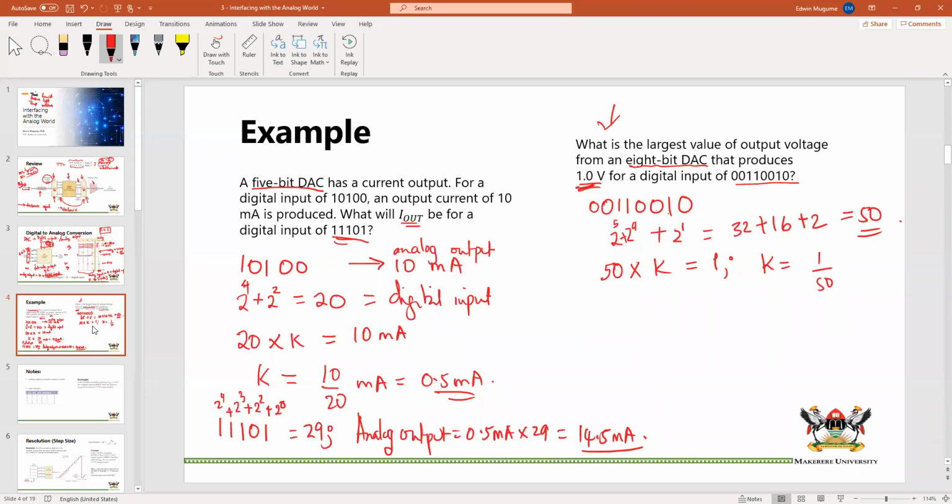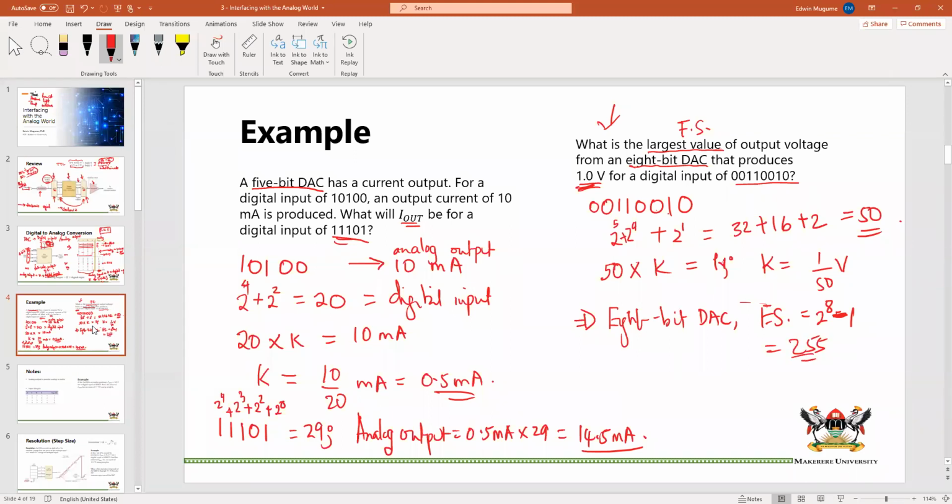Obviously, this is going to be in volts. Now, what is the largest value of output voltage? The largest value is the full scale value. And since this is an 8-bit DAC, full scale is equal to 2 to power 8 minus 1, which is 255.